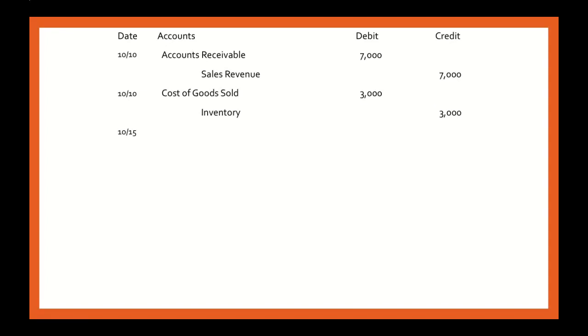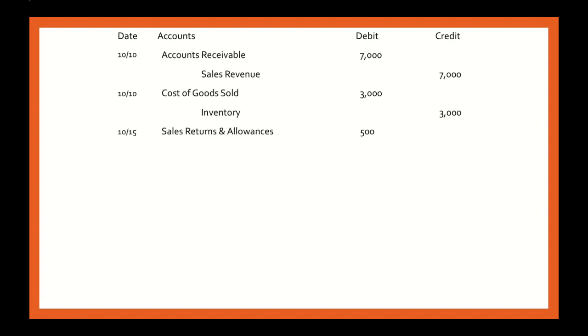This is another time where we're going to need two separate entries. We first need to record the $500, and then we need to record the $50. Whenever a customer returns goods to you, you will debit an account called Sales Returns and Allowances. Sales Returns and Allowances is a contra revenue account, so it increases with this debit.